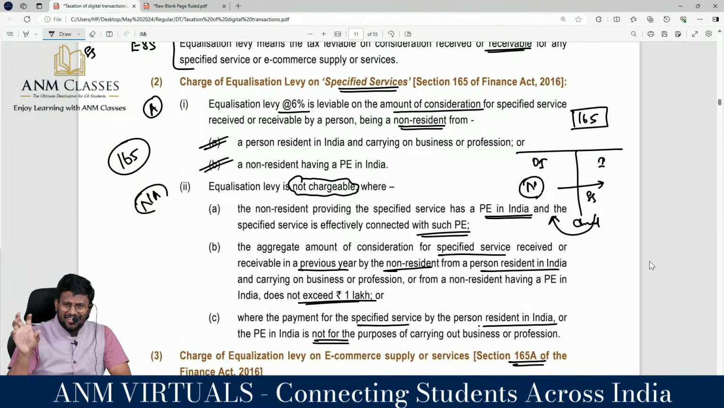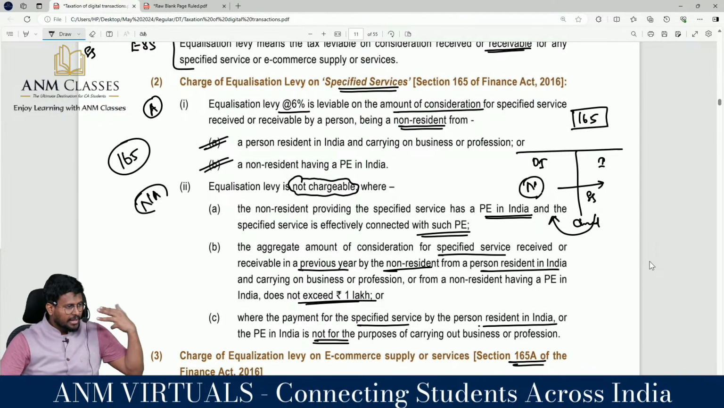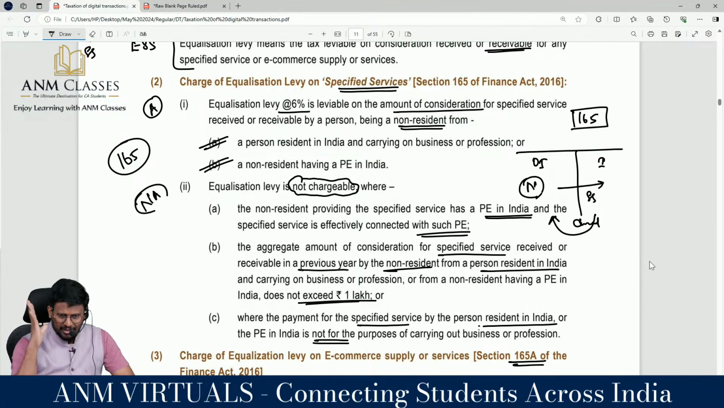So there are 5 conditions under 165. Number 1, sir, the non-resident is having a permanent establishment in India and through that permanent establishment is providing the specified services. Right? Yes. Number 2, that payment is not for business or profession. Number 3, the consideration has not exceeded 1 lakh.